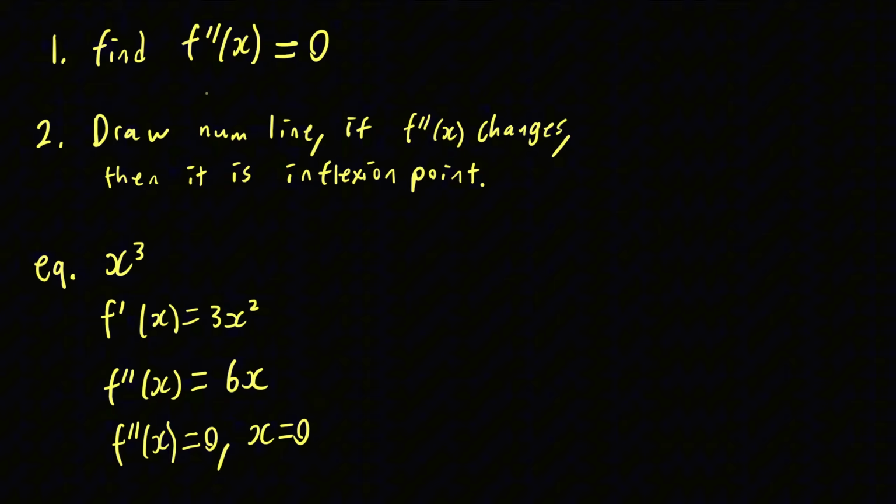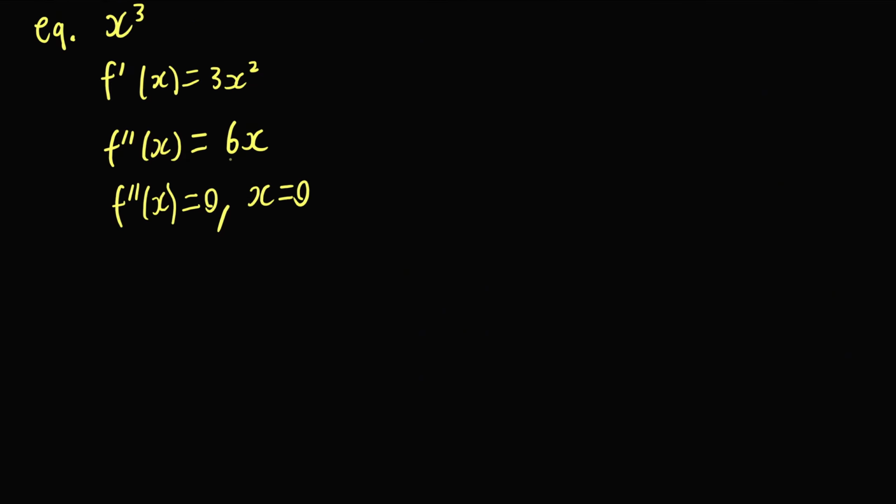Lastly, let's go over how to look for inflection points. First, find the second derivative and set it equal to 0. Then, draw the number line using the points that you got from it, and if f double prime changes sign, then it is an inflection point. Let's look at this example over here. We have x cubed, the second derivative is 6x. We set it equal to 0, then x is equal to 0.